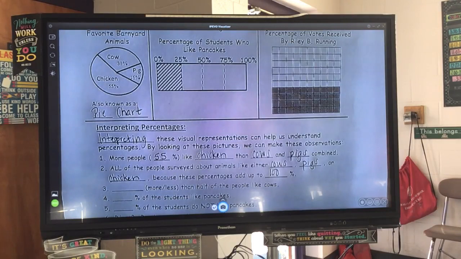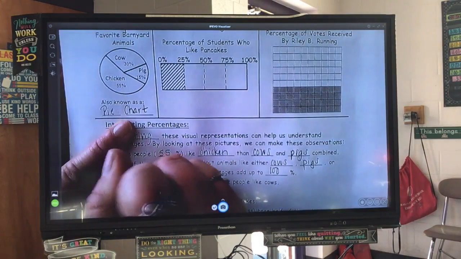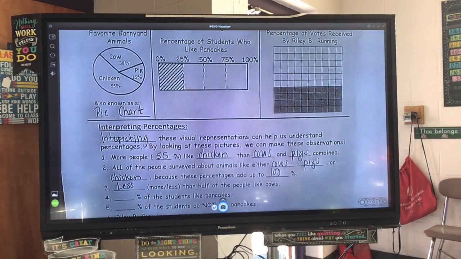Alright, so Mila, you're kind of confused, right? So Mila, what's the percentage of how many people like cows? 30%, right? So what is our circle equal? 100. So in order for it to be more than half, you have to be more than what? 50. If it's less than half, you have to be less than what? 50. So 30%, is that more than 50 or less than 50? Less than 50. So does that make sense? Okay. So less than half of the people like cows.